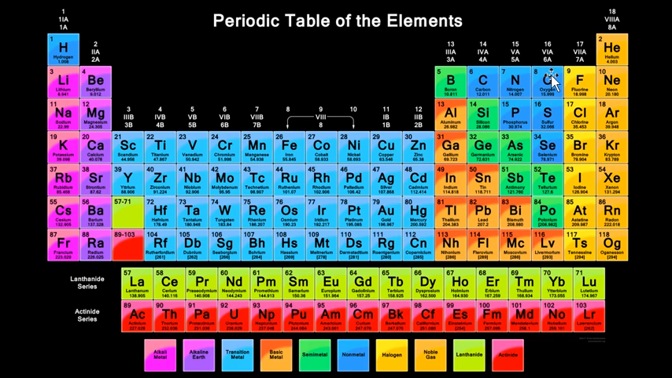Oxygen family, that is the 16th group. It contains the elements oxygen, sulfur, selenium, tellurium and polonium. And the 17th group contains fluorine, chlorine, bromine, iodine and astatine. And the 18th group contains helium, neon, argon, krypton, xenon and radon.